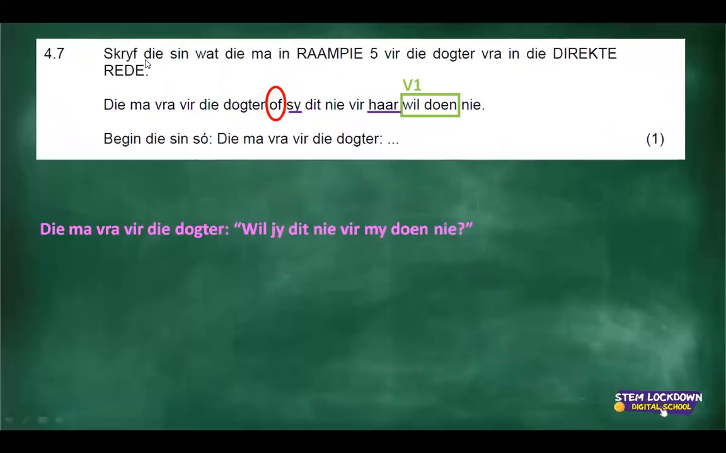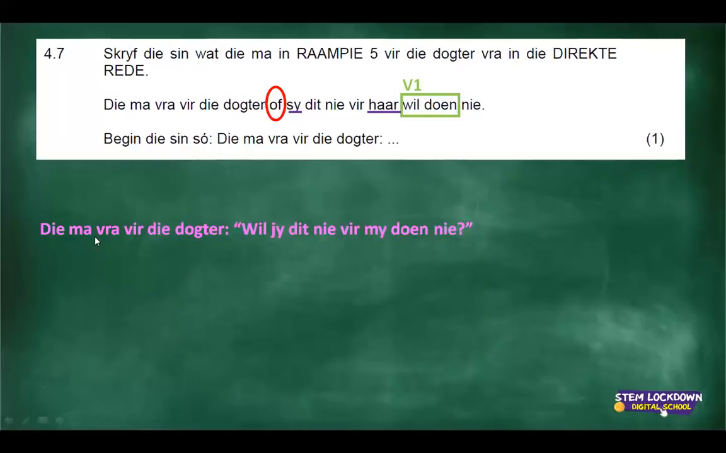Okay, nou sê dit. Skryf die sin wat die ma in raampie 5 vir die dokter vra in die direkte rede. Die ma vra vir haar dogter of sy dit nie vir haar wil doen. Remember I said, we identify our verb, wil doen. We identify all our pronouns, of the sy en haar. And then we have to determine if it's a question or a statement they're asking. This one is a question starting with a verb because we've got of. So if we have to rewrite it, this is what's going to happen.